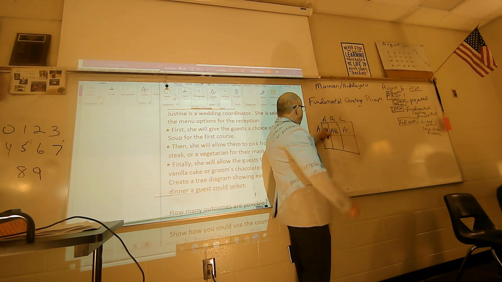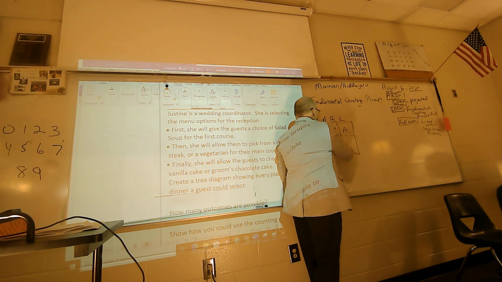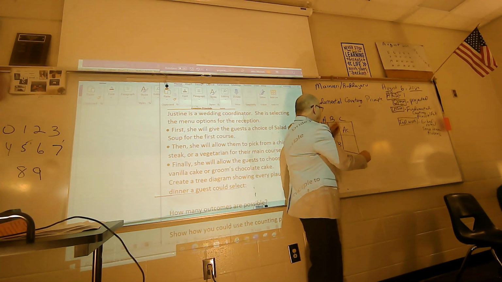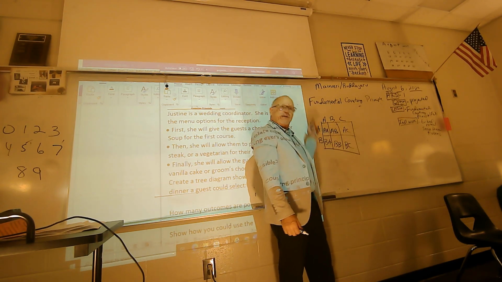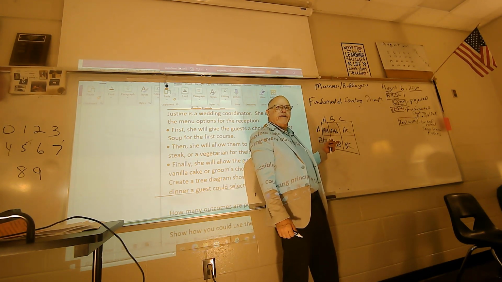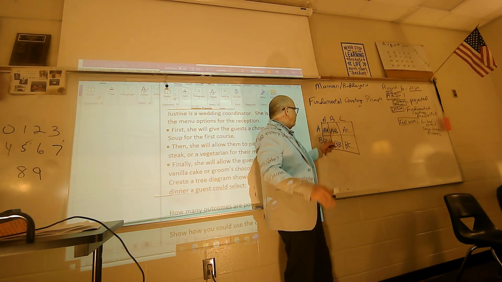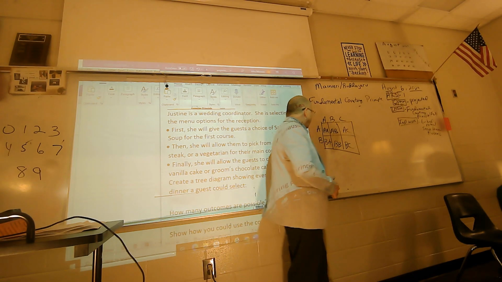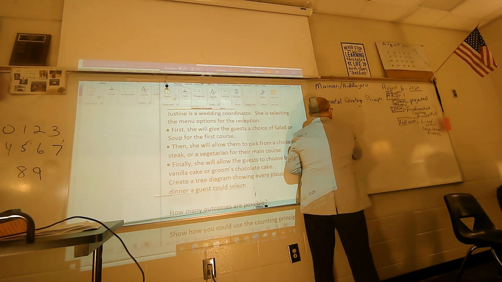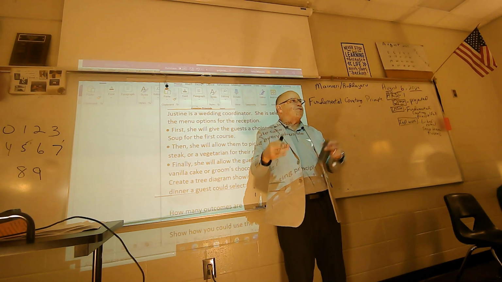This one's going to be B and A, B and B, and B and C. So only 2 letters, but there are 6 different possibilities, right? Because it's just counting all the possibilities. So this is what they use in the fundamental counting principle, which is this: if you had 2 choices and 3 choices, there's a total of 6.